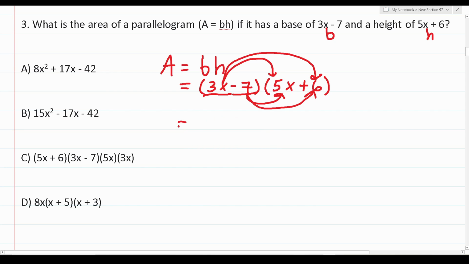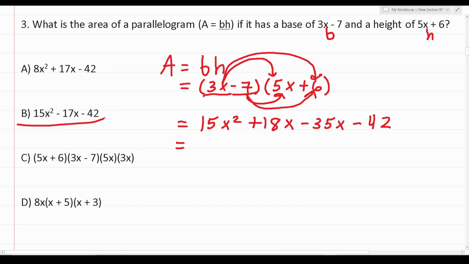All right, so let's go ahead and do that. 3x times 5x is 15x squared. 3x times 6x is going to be plus 18x. Negative 7 times 5x is negative 35x. And then negative 7 times 6 is going to be negative 42. All right, so at this point, we should be able to identify our answer. It's going to be B.